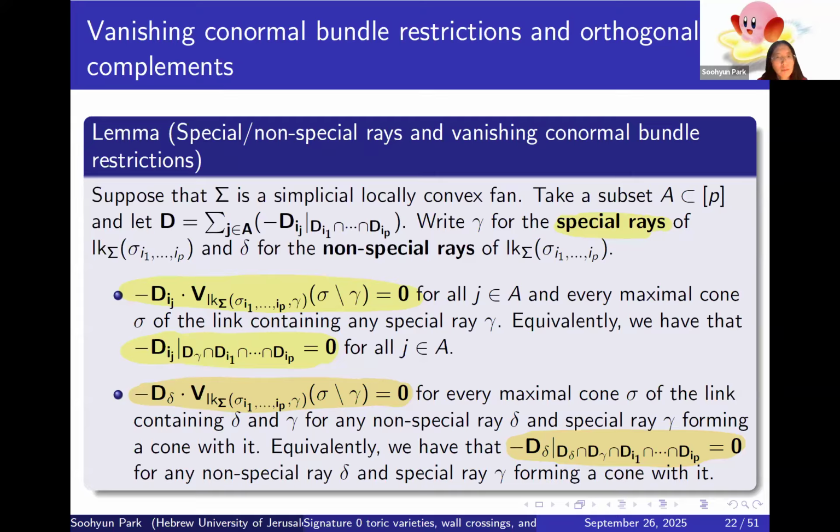So essentially what this is saying is that we can describe the orthogonal complement of the divisor polytope of a conormal bundle restriction in terms of certain conormal bundle restrictions vanishing. I know these look a bit strange, but there will be some combinatorial results to put this in context.